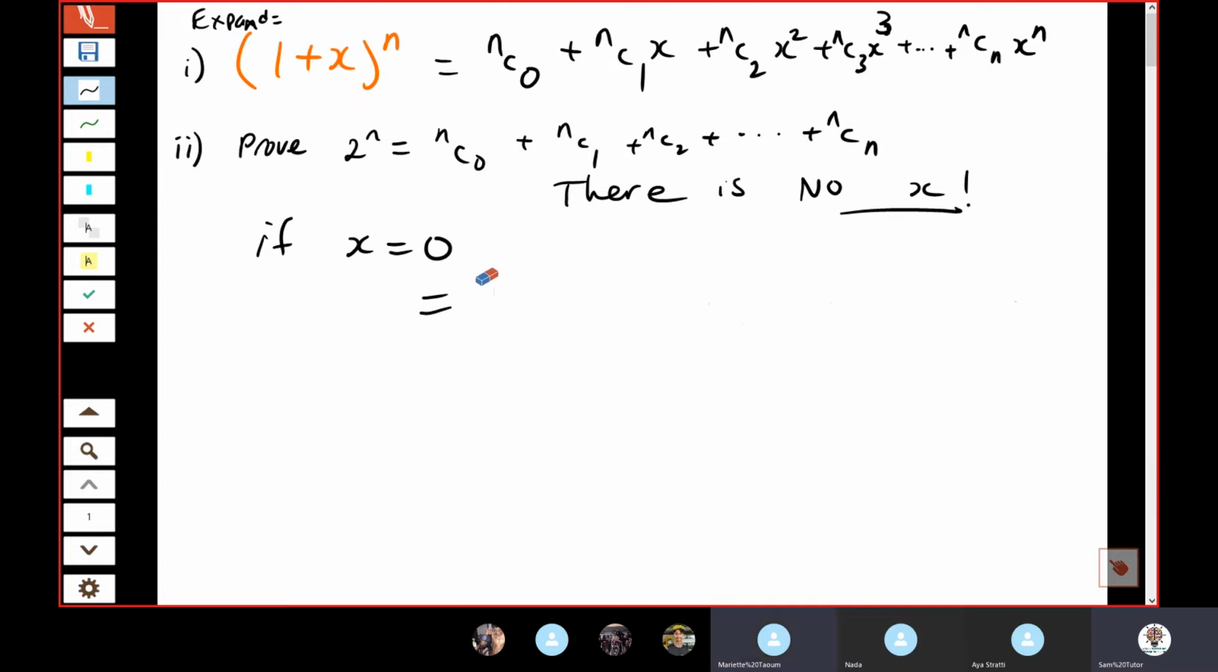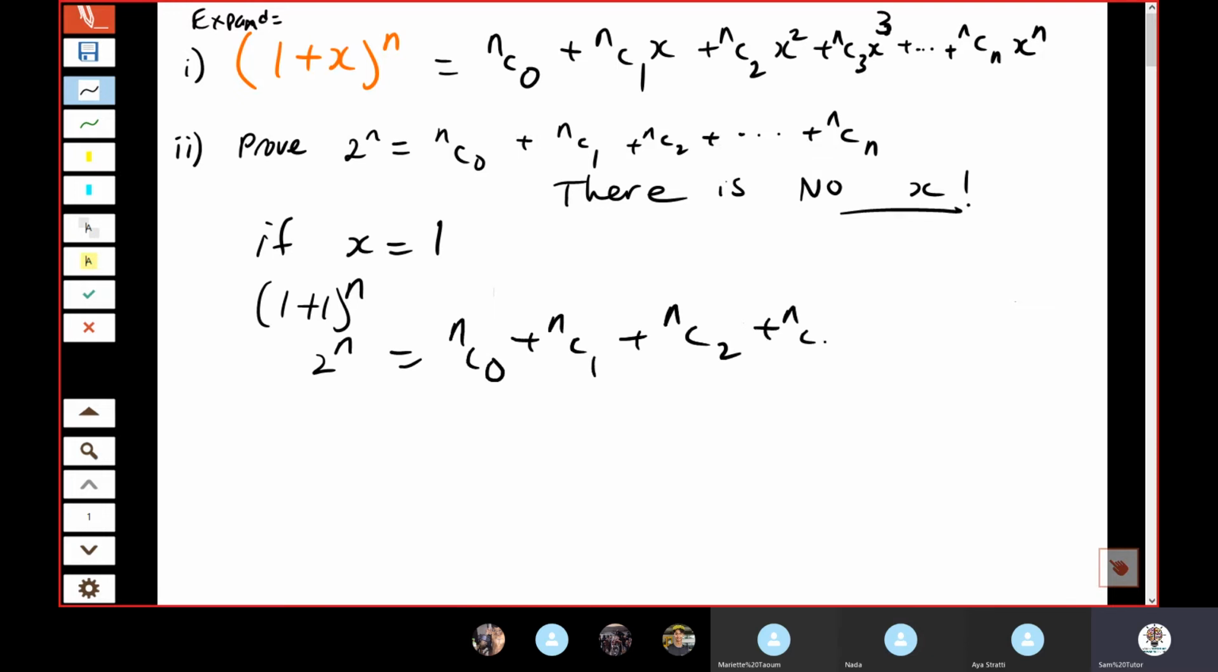X equals 1 then. That would make sense. If x equals 1, what do you get here on the left-hand side? That's pretty much what we look at, just so you guys know. We usually look at this side here, because that tells you 1 plus 1 is 2, 2 to the n. And then on the right-hand side, you're going to get nC0 plus nC1 plus nC2 plus and so on. Done. Any questions?